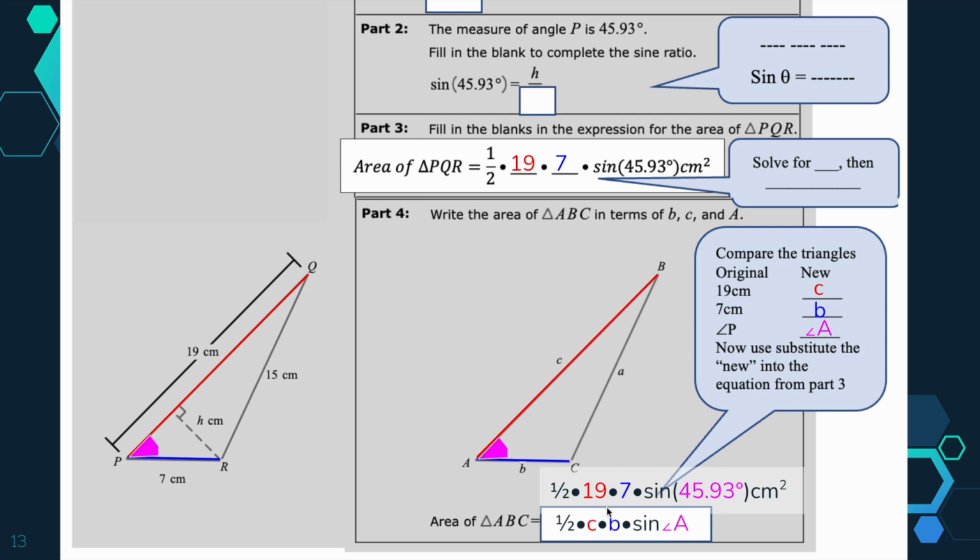Instead of 19, I'm going to have C. Instead of 7, I'm going to have B. And instead of the angle measure, I'm going to have angle A. So this is the idea. They wanted us to go through, explore it a little bit, and then look at it. Okay, how can we just use this as a formula? So this was an exploration of writing the area of a triangle with the sine of an angle. I hope that helped, and I will see you in the next video.